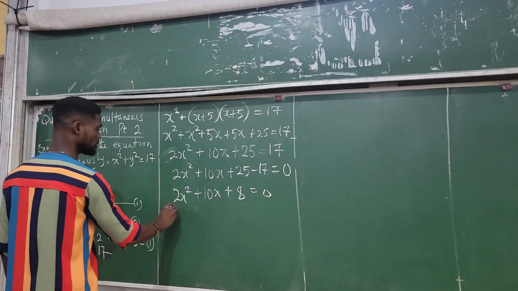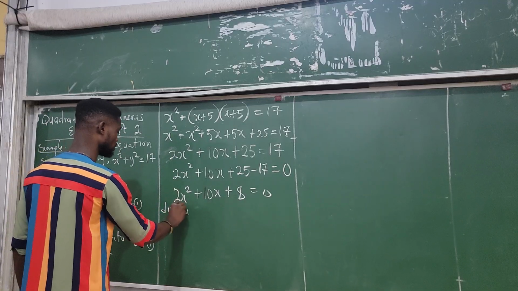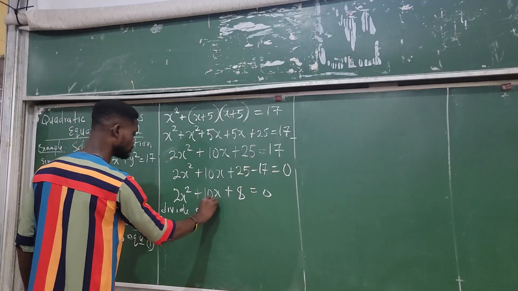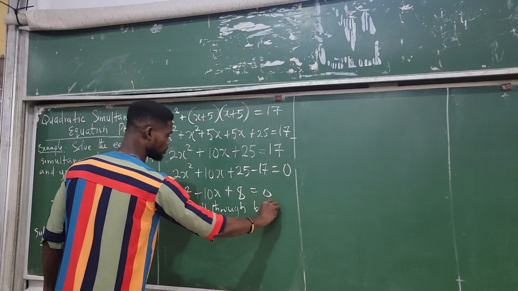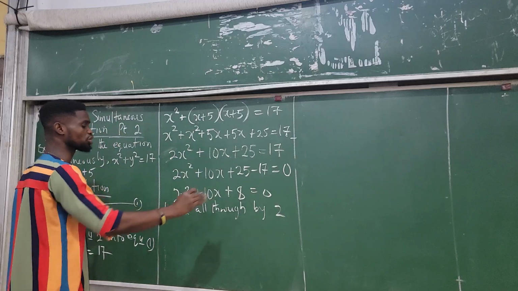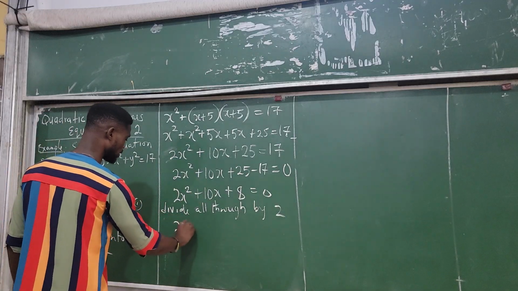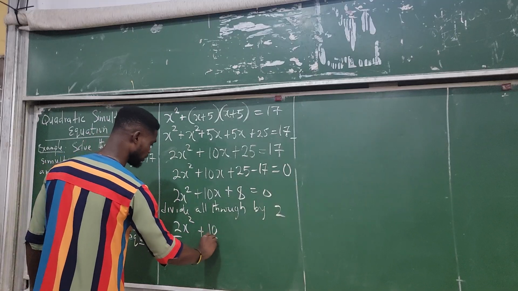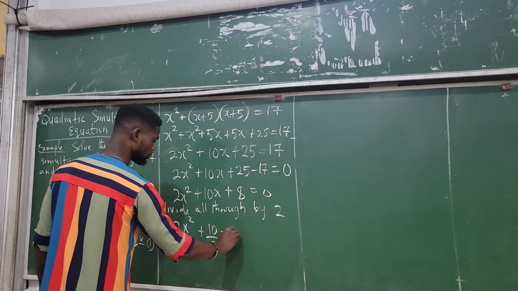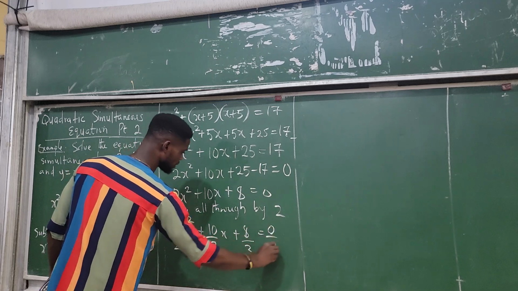So we can divide this equation all through by 2. Why do I do that? I want to reduce this equation. It is too high. I want to reduce it. So if we do that, we have 2x square divided by 2 plus 10 divided by 2x plus 8 divided by 2 is equal to 0 divided by 2.